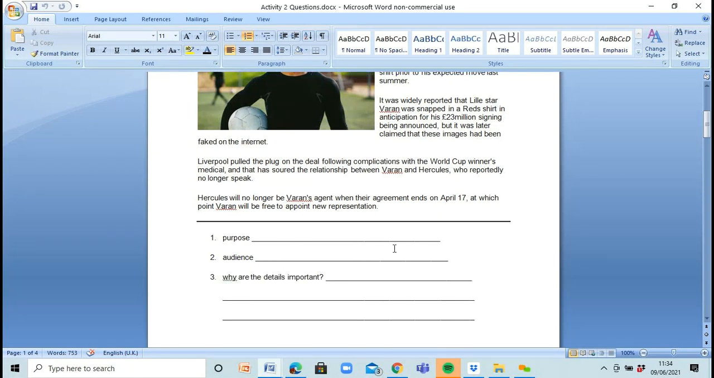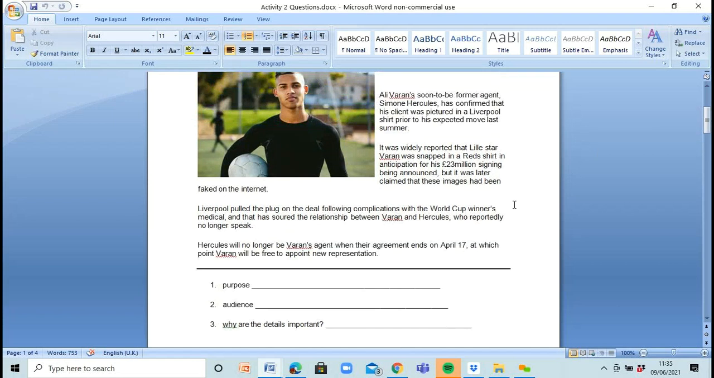So what is the purpose of this text? Is it there to inform you, to describe, to persuade you, or to explain? It's there to explain and describe the situation. Yeah, it could be that as well, but mainly I would go for inform. So they're not really explaining exactly what's going on. They're just giving you the gist of it, an idea of what happened.